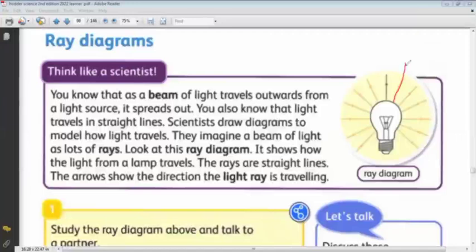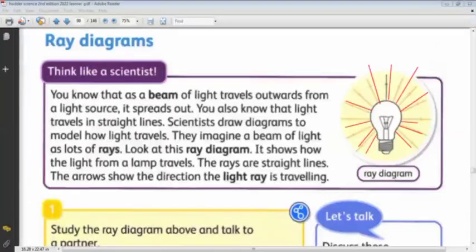These lines, this one is the form of the straight line that comes out from the light source. So it comes out in the form of a straight line like this. So these are representing the light that comes out from the lamp in the form of a straight line. Then after we draw the straight lines, we have to draw arrows. These arrows represent the direction of the light.